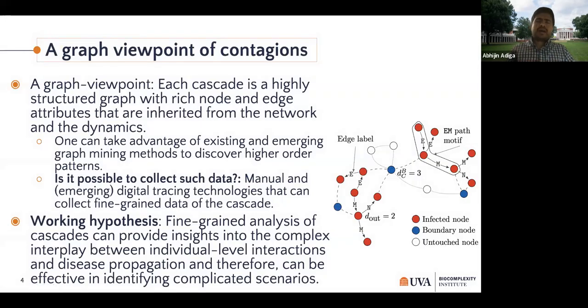So we consider a graphical viewpoint of the cascade. Each cascade can be viewed as a who-infected-whom network with node and edge attributes inherited from the network and the dynamics. So one can take advantage of graph mining methods to discover higher order patterns. So our hypothesis is that fine-grained structural analysis can help identify complicated scenarios better.